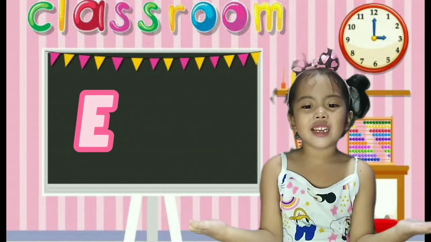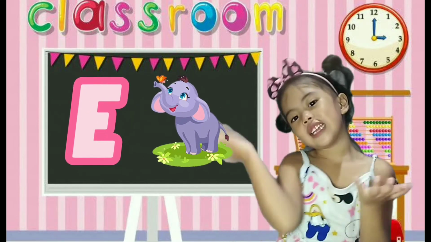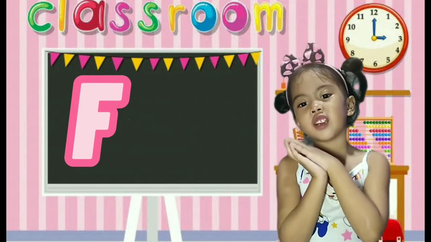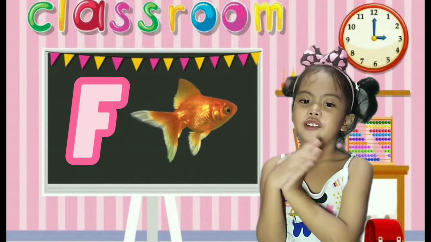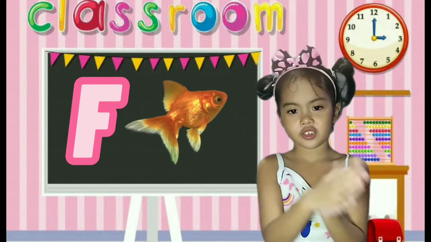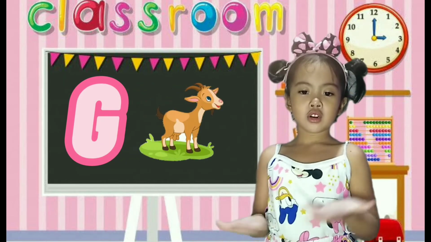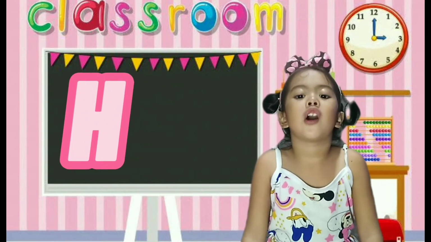Dog. E as for elephant. Elephant. F as for fish. Fish. G as for goat. Goat. H as for horse.